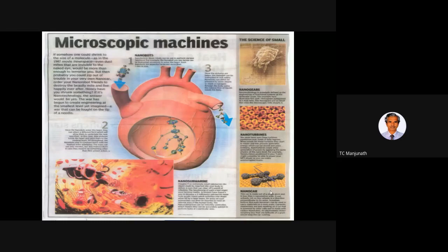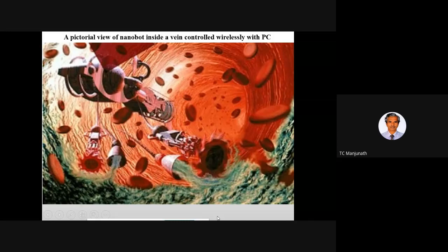This is the pictorial view of a nanobot inside a vein, which is controlled wirelessly with a PC. You can see the RBCs, WBCs, platelets, the different types of cells, different types of viruses, the bloodstream, etc. This microbot or nanobot is taking the snaps and sending them to the medical team.